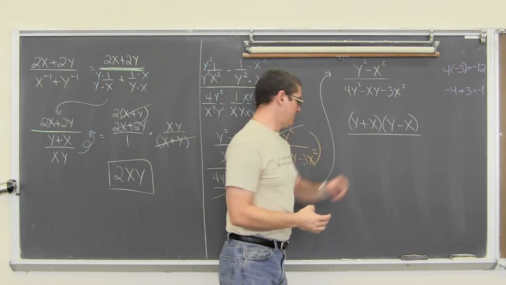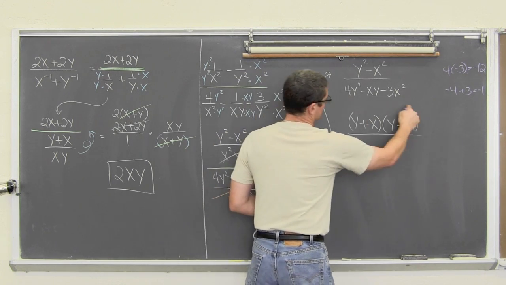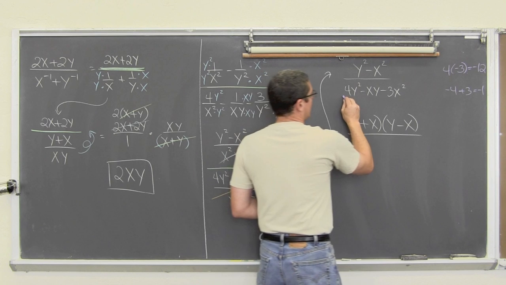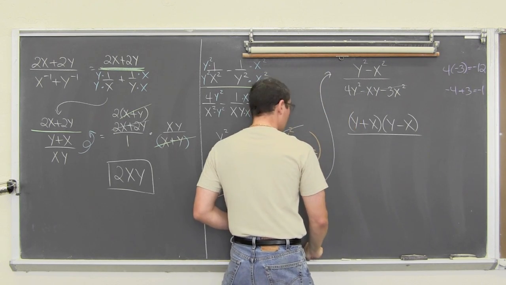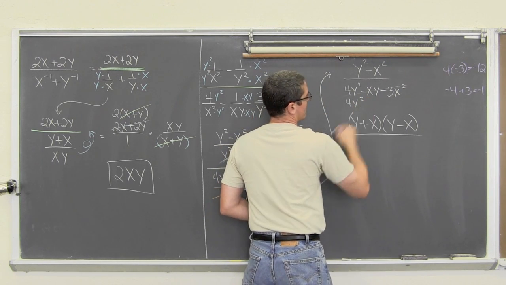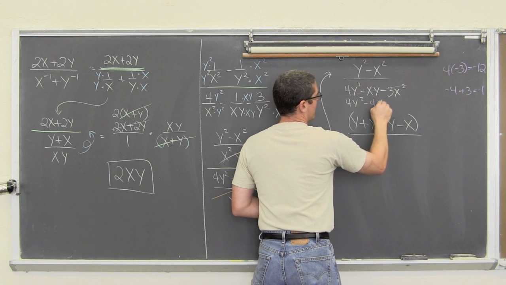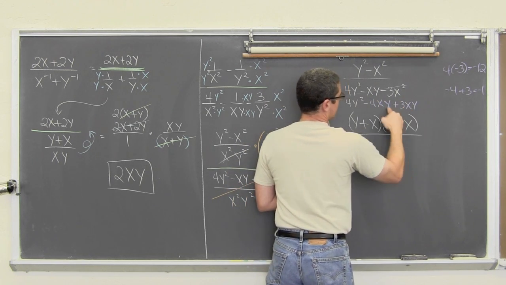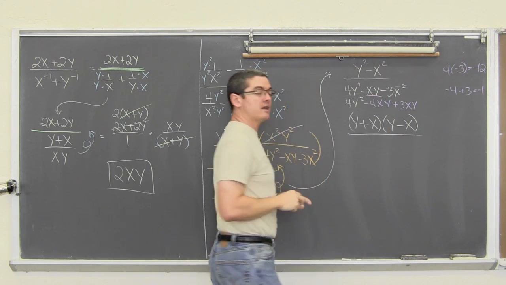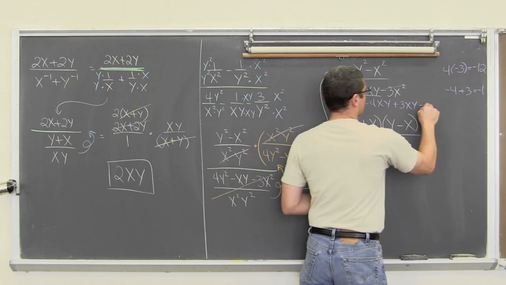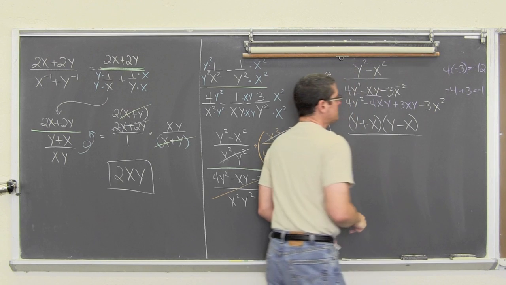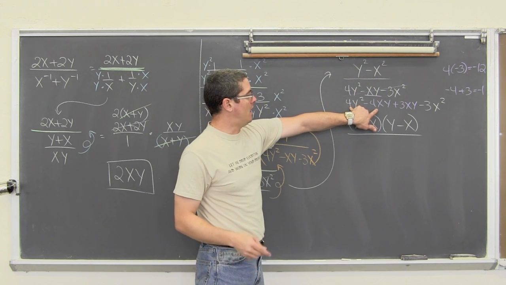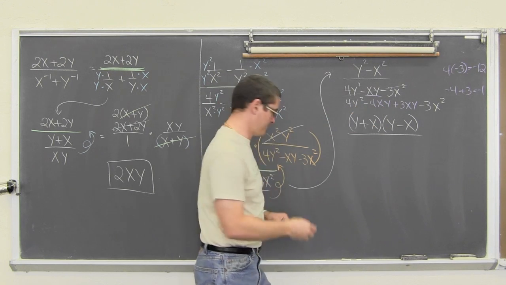So we're going to rewrite this as, and I'm going to just do some scratch work here in the middle so I don't run out of room. This becomes 4y squared minus 4xy plus 3xy, that is still equal to the negative 1 there, minus 3x squared. Out of these first two terms, we can factor out what? We can factor out a 4 and a y.